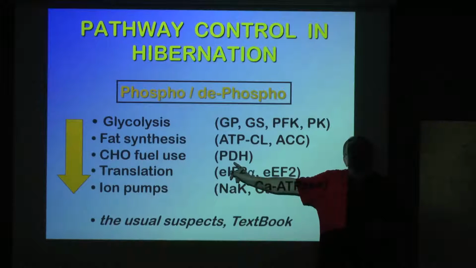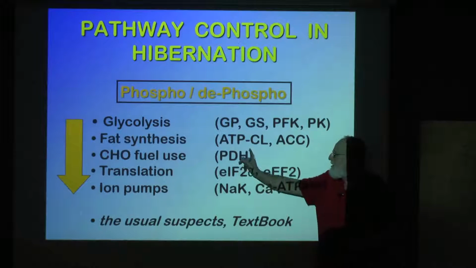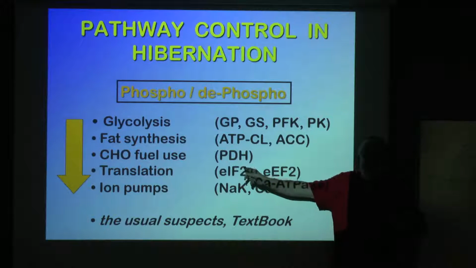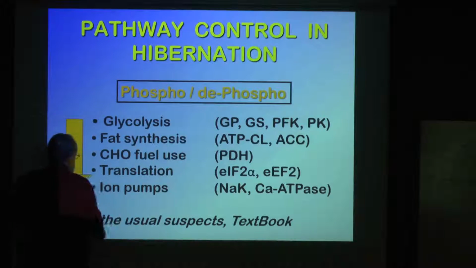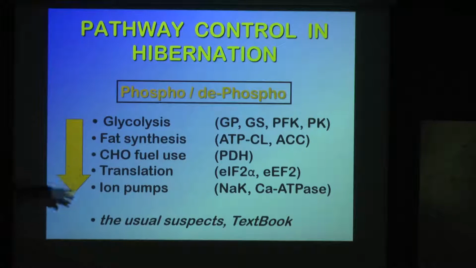What about the mitochondria? You can't shut down a mitochondria. Yeah, you can. You just turn off pyruvate dehydrogenase. Every pathway you know of, including transcription and translation, including ion pumps, are shut off by this very simple mechanism.